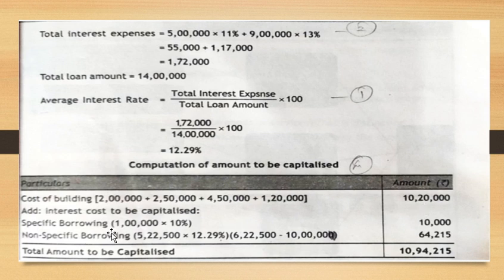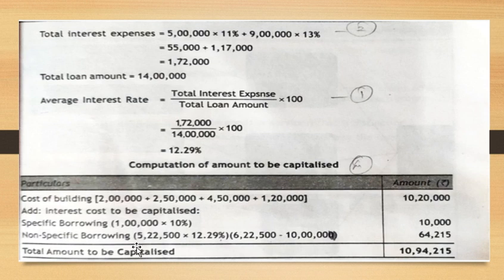Add the interest cost to be capitalized. For the specific loan used for developing this asset, it is 1 lakh into 10%, which will give you 10,000. How did you get this 1 lakh? Initially you used this amount for developing the qualifying asset. Might be the period is over, but you are just showing how much interest you are adding onto the asset. So the cost of the asset is so much, and the interest you are adding, which was before the financial year, for specific borrowing is 1 lakh into 10%, which will give you 10,000.